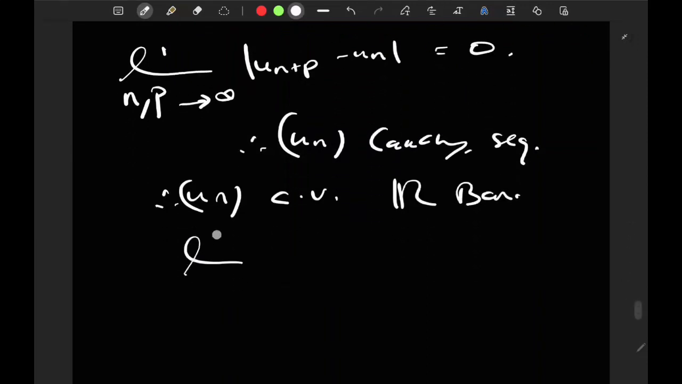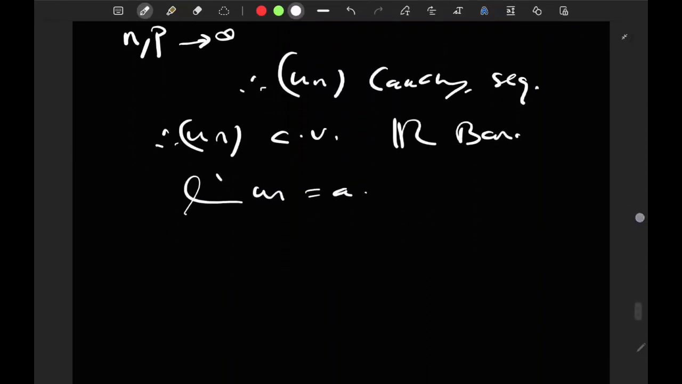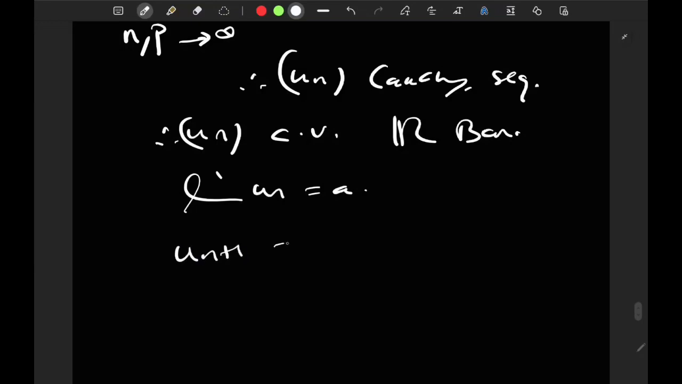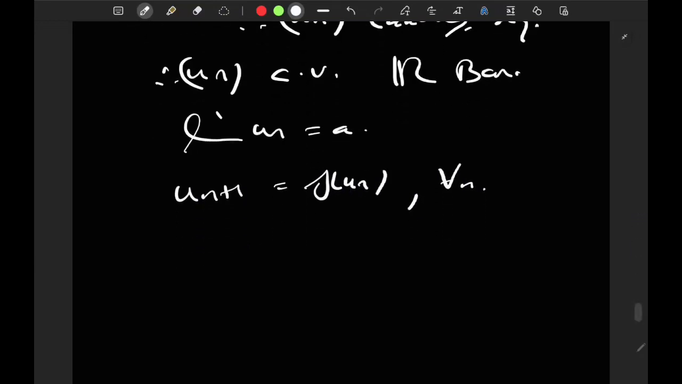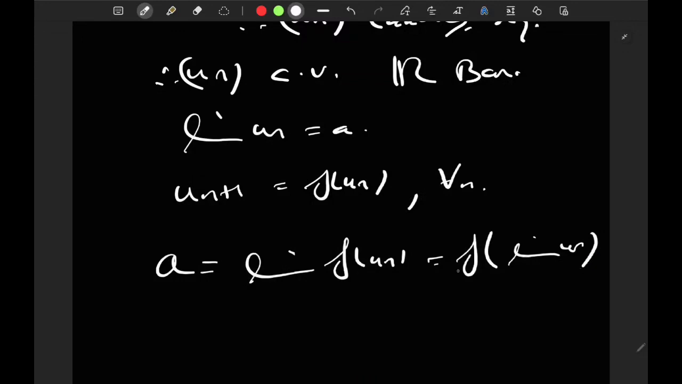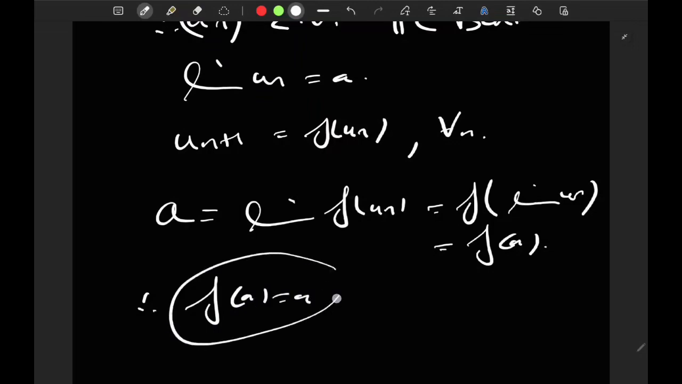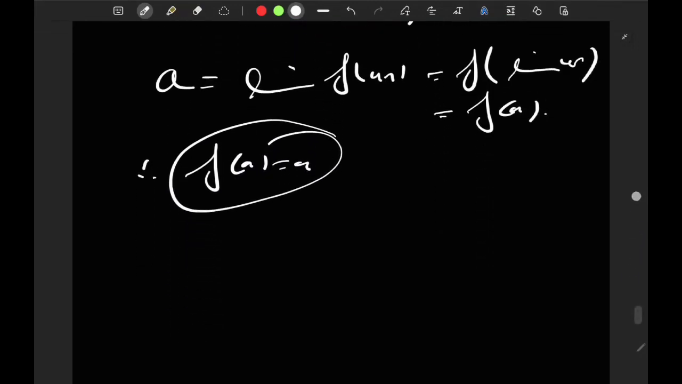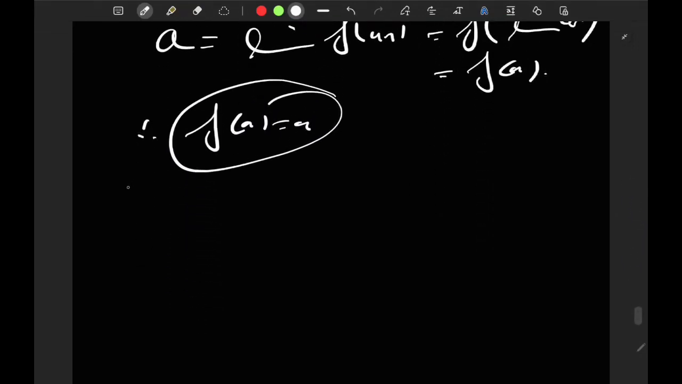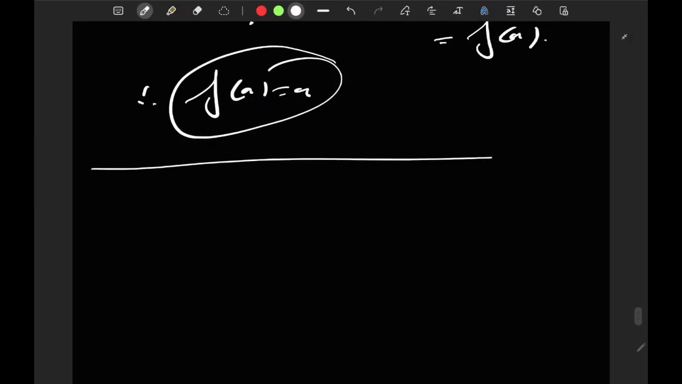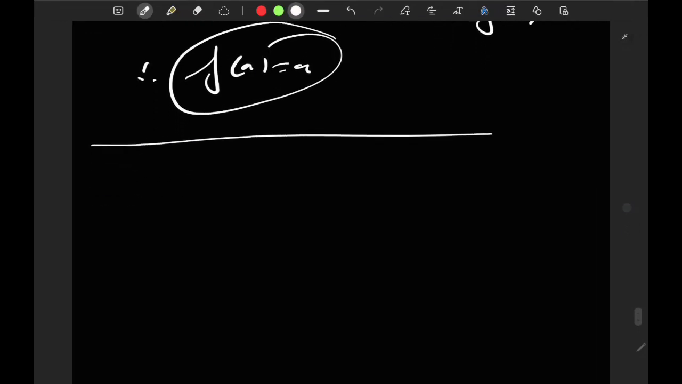So let's call the limit of u_n, let's call it a. And let's recall that u_{n+1} equals f of u_n. This is true for all n, right? So take n to infinity, and we get that a equals the limit of f of u_n, which is f of the limit of u_n, because f is differentiable, so it's obviously continuous. This is f of a. So therefore, f of a is equal to a. Okay, so f has a fixed point. This fixed point is unique, as you just showed in the beginning, right? So we're done with this exercise.